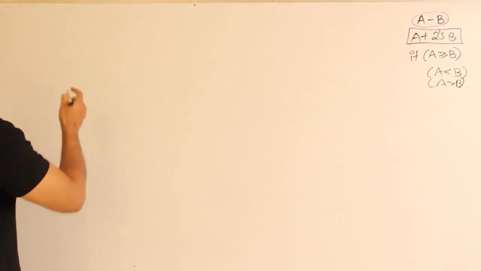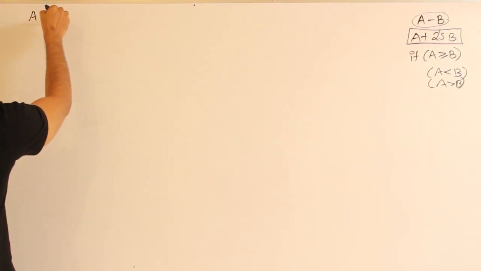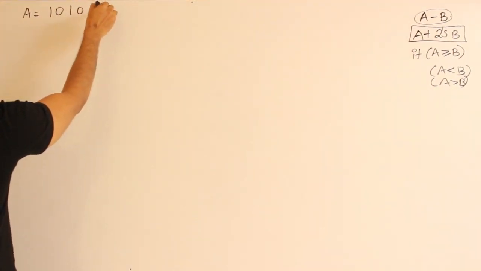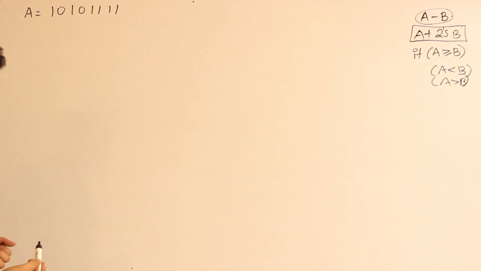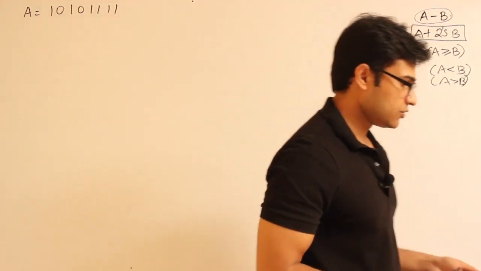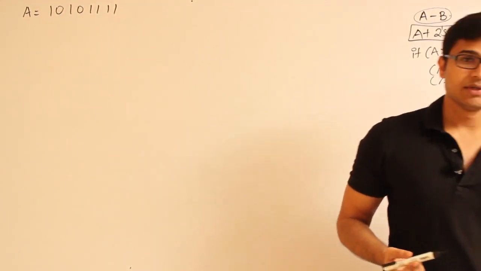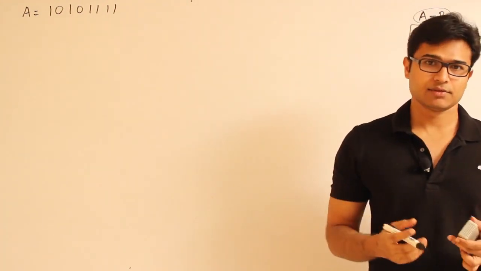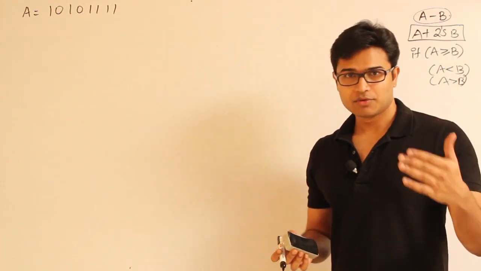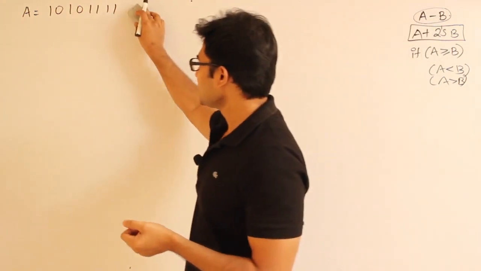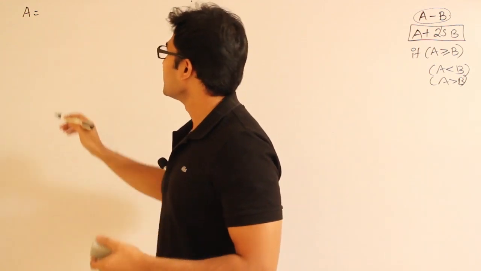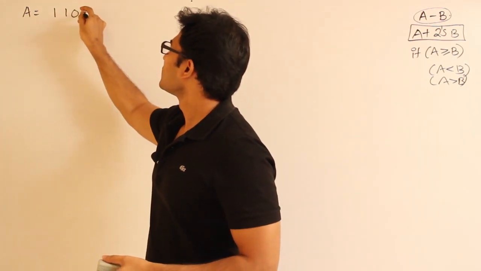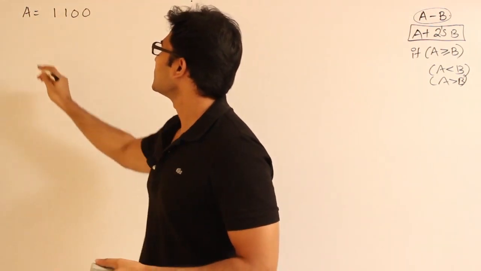Assume that we have an 8-bit ALU. Let us say a equals 10 10 111, a number like this. Or instead of taking this big number, let's cut it short and take a smaller number. Let us assume that we have a 4-bit ALU, which means we provide data inputs of 4 bits, and the output will also be 4 bits. Instead of 8 bits, let's take 4 bits just to keep it simple. Let us take some number like this.